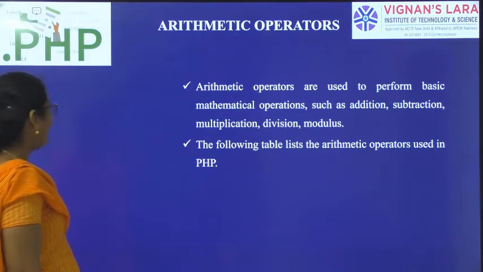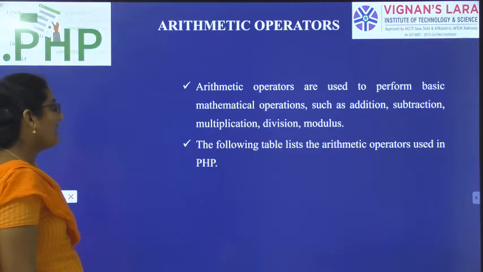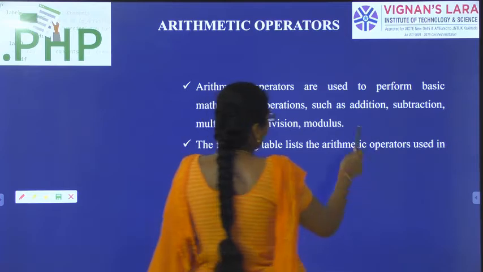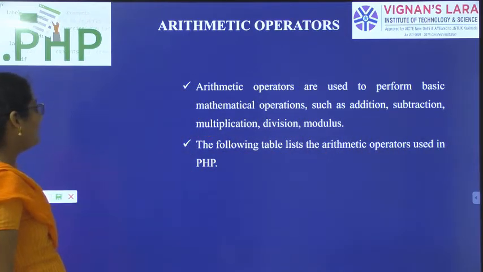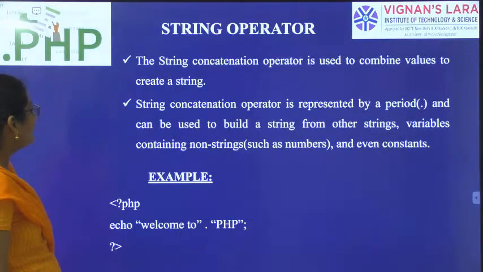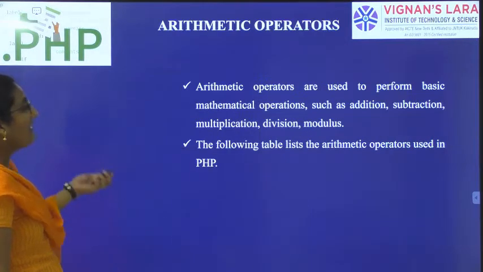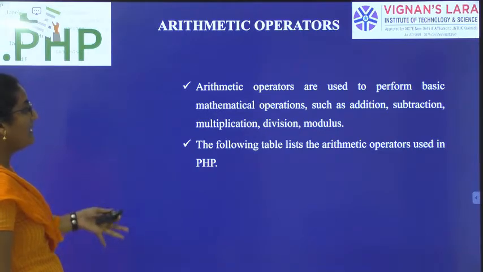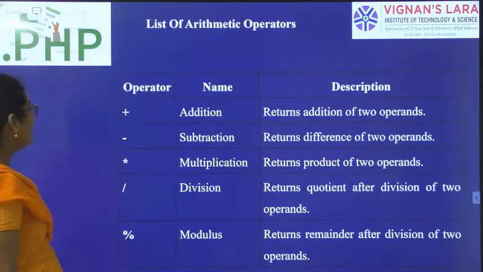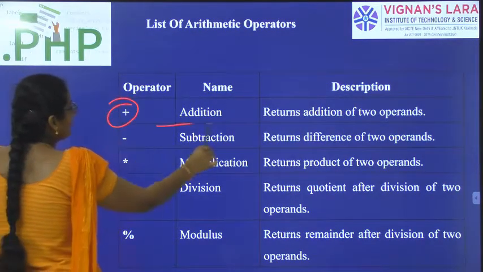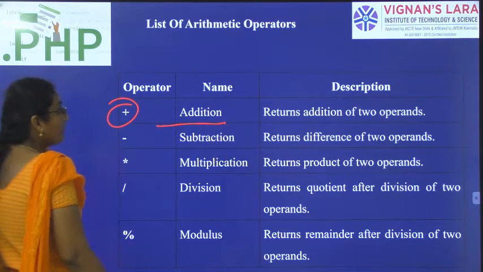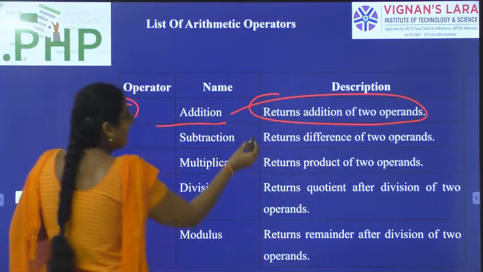Next, arithmetic operators. Arithmetic operators are basically used to perform addition, subtraction, multiplication, division and modulus. Let us see. The plus symbol is used for addition, which will give the addition of two operands. Return means output.